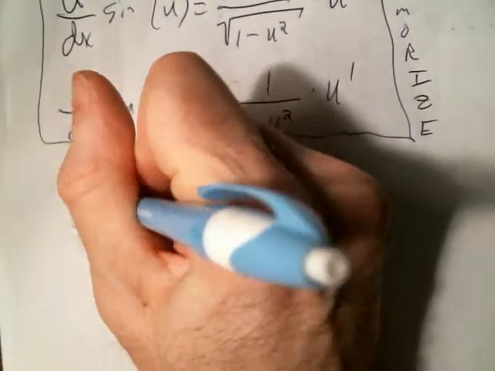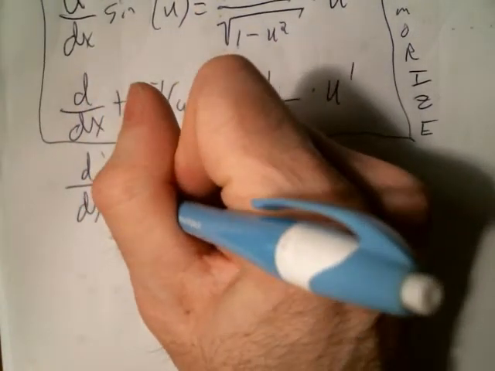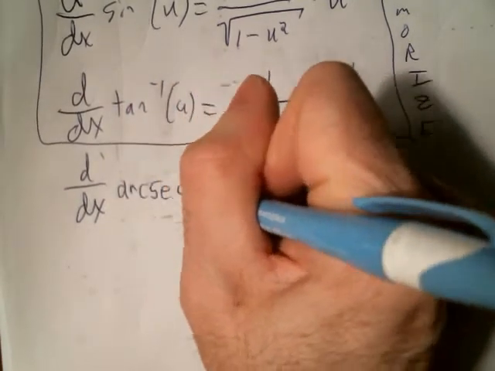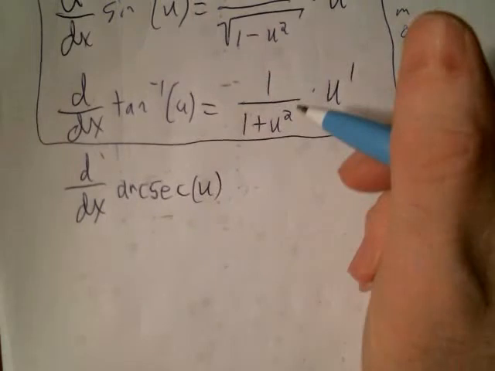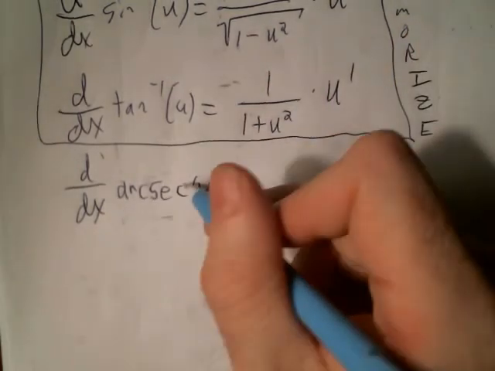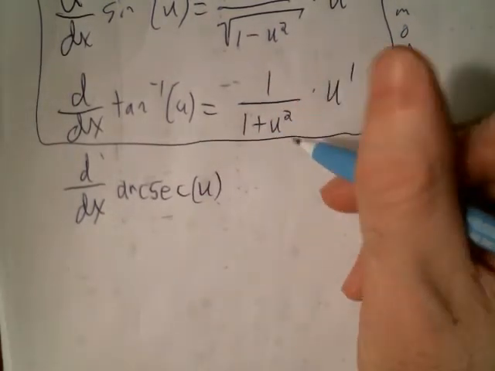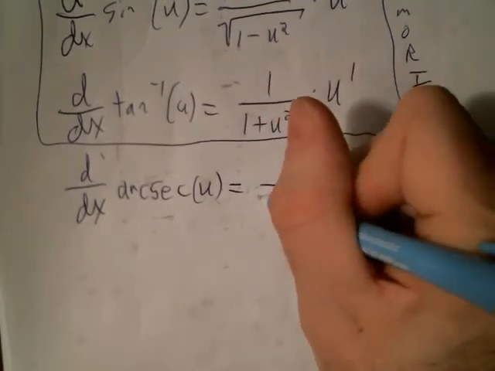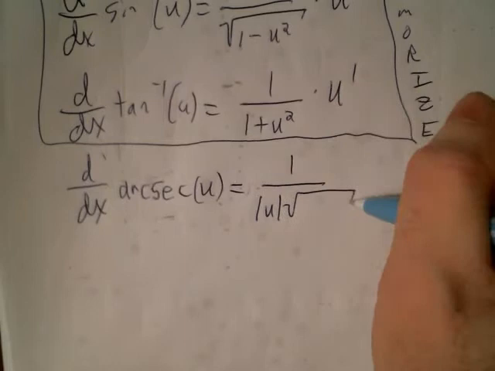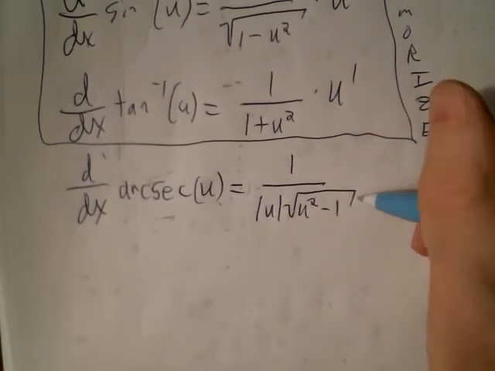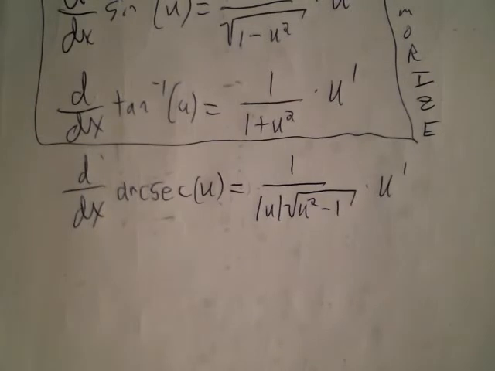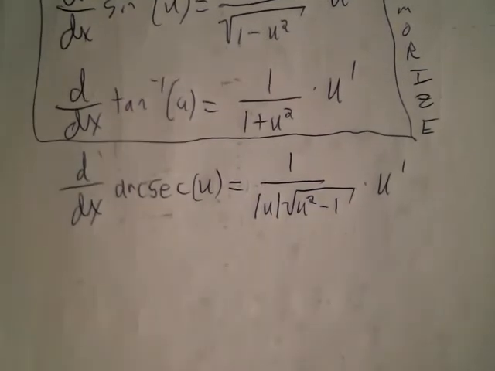This last one doesn't come up very much, so you want it sitting around in case you see its form in a homework problem or something like that. Arc secant, it should be secant inverse. I don't know why it's the way I wrote it in my notes. That'll be 1 all over the absolute value of u times the square root of u squared minus 1 times, again, the derivative of u with respect to x. Obviously, this one's a little more complicated anyways.